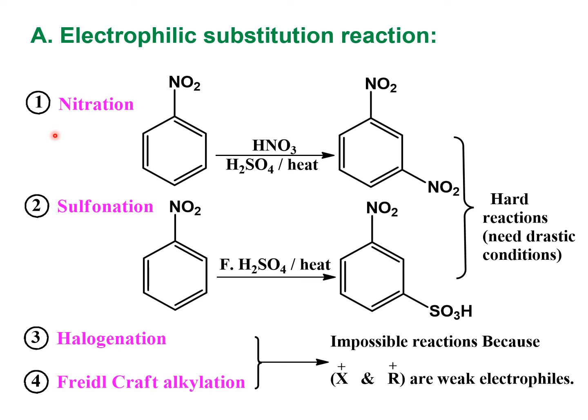And as we mentioned, you can perform the nitration and the sulfonation on the nitrobenzene. However, the halogenation and the Friedel-Crafts are very difficult to perform due to the weak electrophile used, which is the halogen and the alkyl group, and thus we cannot perform these reactions on nitrobenzene.